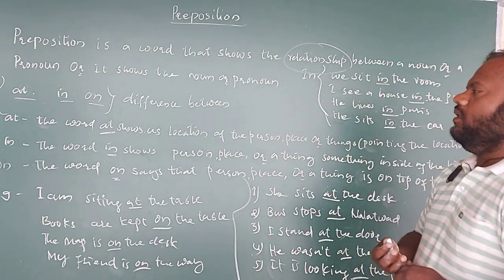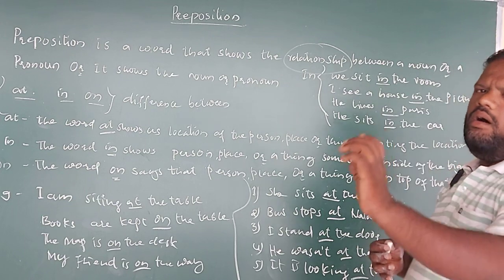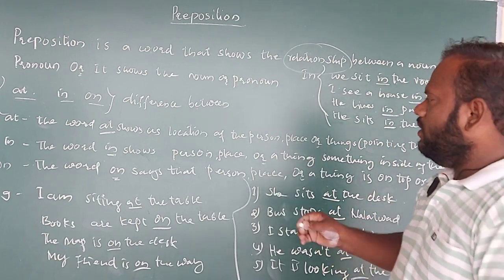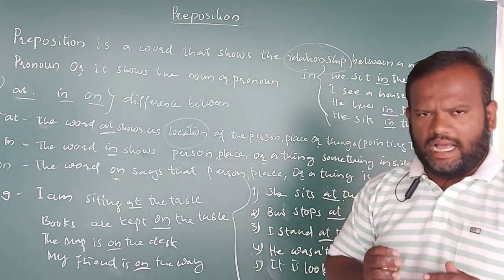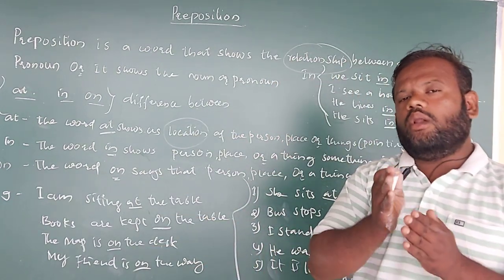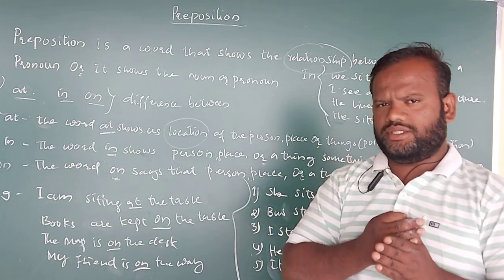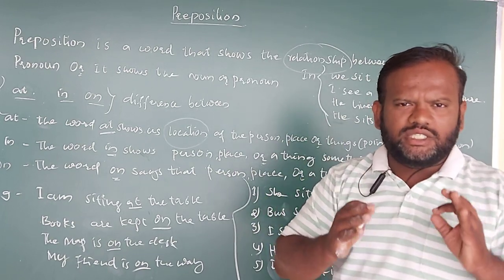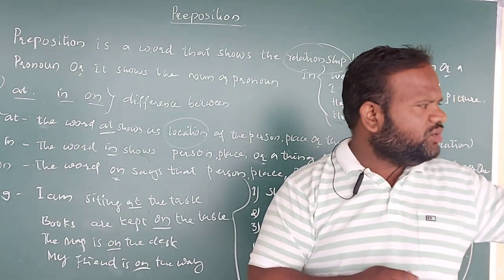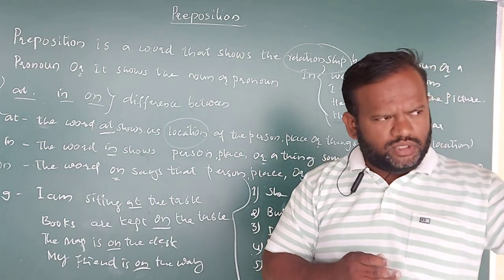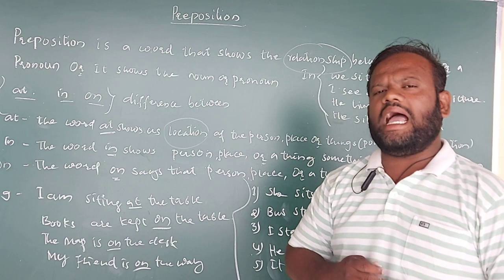At, the word shows the location of a person, place or a thing. You can concentrate on the word here: locations. At is showing the location of a person, place or thing. Always, at's duty is pointing towards the place, the location, the area. In such situations we use at.